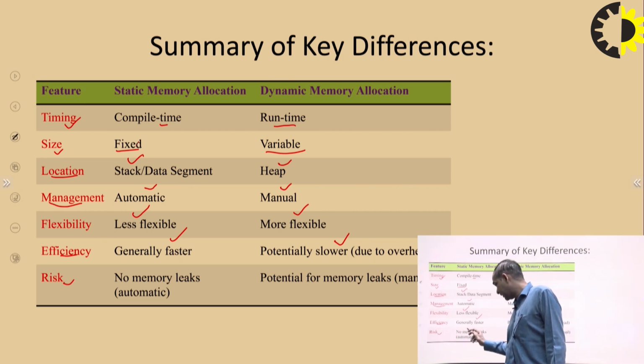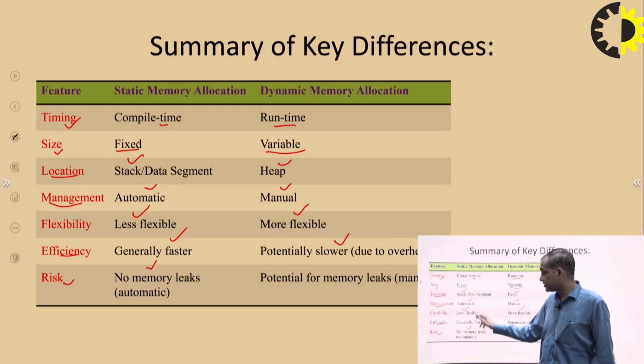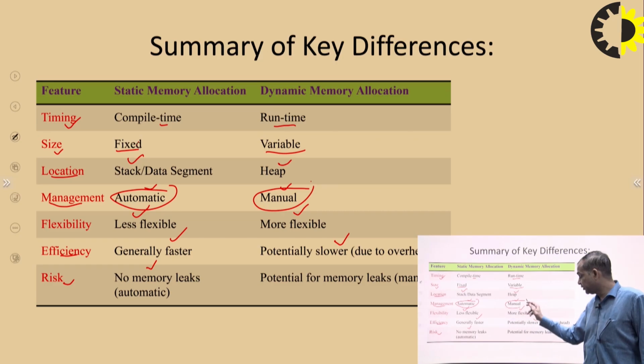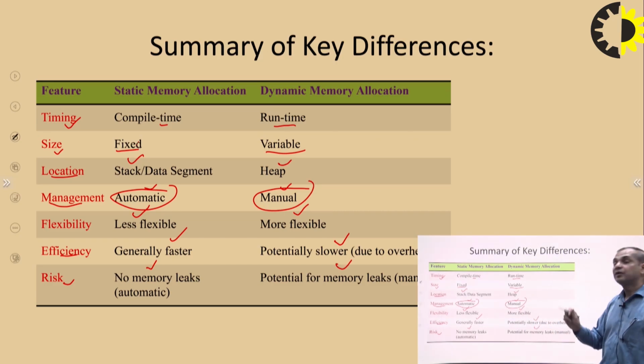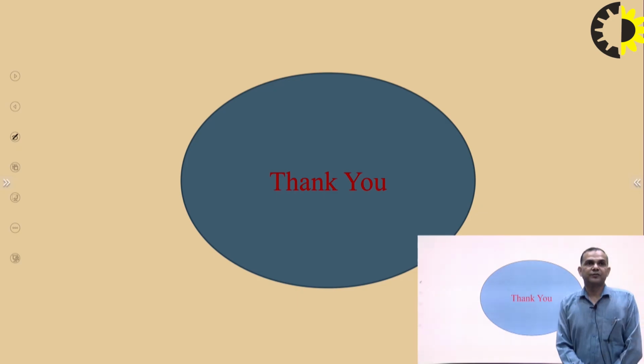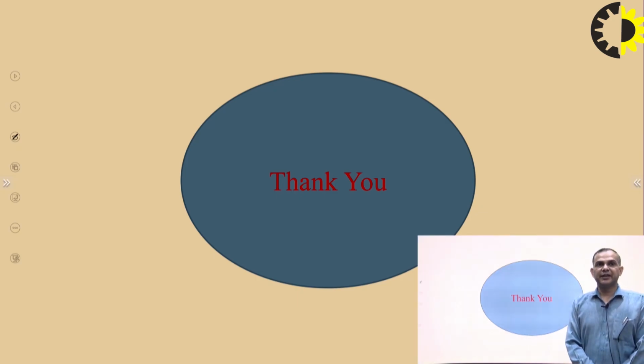In static there is no memory leakage, because it is done automatically, but in dynamic it is done manually, so there are chances of memory leakage. So these are some basic differences between static memory allocation and dynamic memory allocation. In the next section, we will write a program for static memory allocation and dynamic memory allocation and apply all 4 functions of dynamic memory allocation.